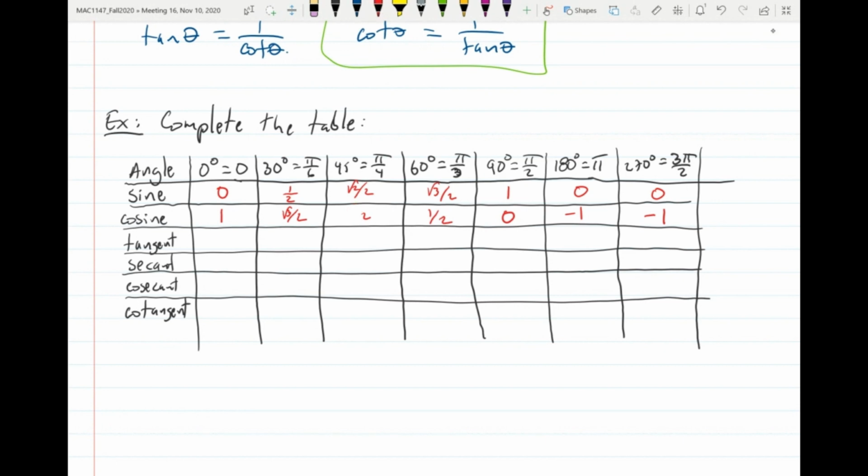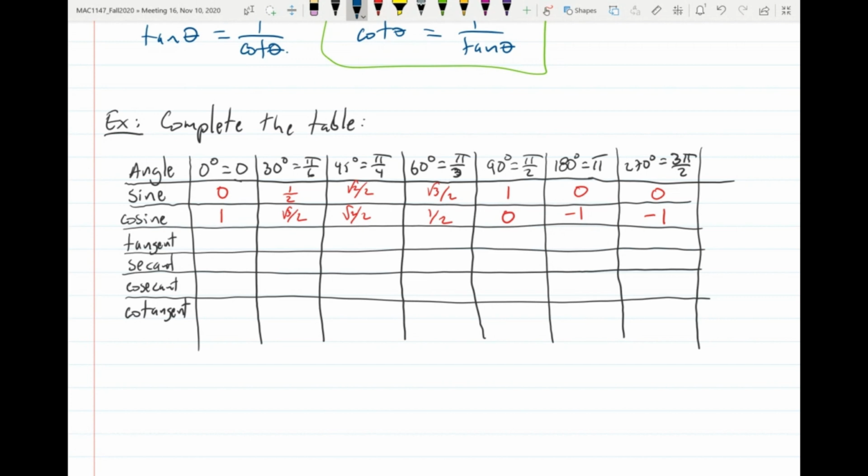So the point is that in this table, all you really need to remember are these top 2 rows. Once you know the top 2 rows, then the others you can get by using the corresponding identities. So you only need to know what we have in red. Now, what I'm writing in blue, you can deduce on your own. For example, to get the values of tangent.